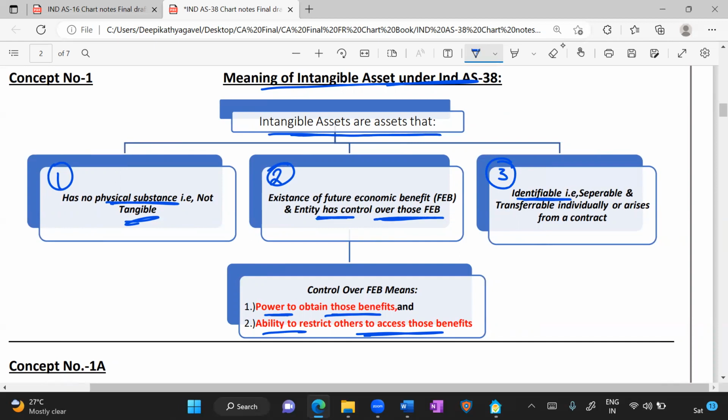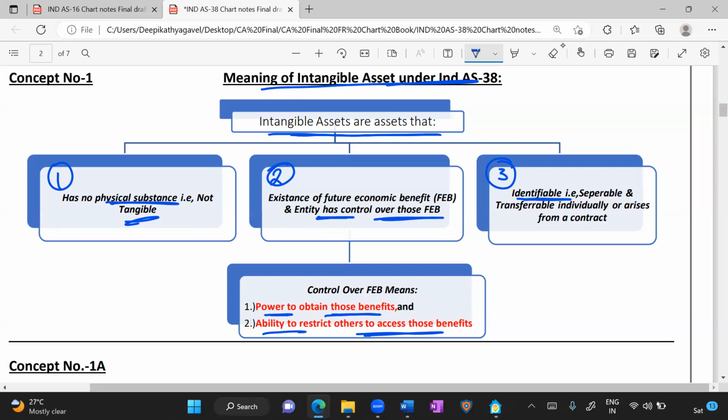So your intangible asset should be identifiable. And what do I mean by identifiable? You should be able to separate it. It should be separable and transferable. Let's suppose I can say a franchisee is an intangible asset because I can transfer my franchisee. Let's suppose I have a franchisee of McDonald's. Now I can transfer this franchisee of McDonald's to some other person, right? So it is transferable, it is separable. So in that case, we'll say that particular intangible asset is identifiable.